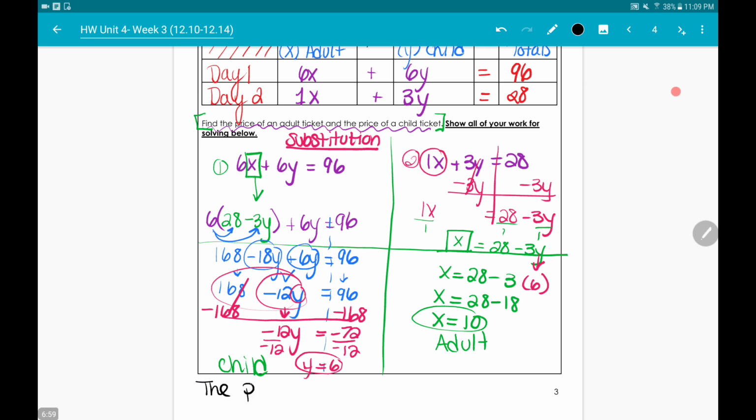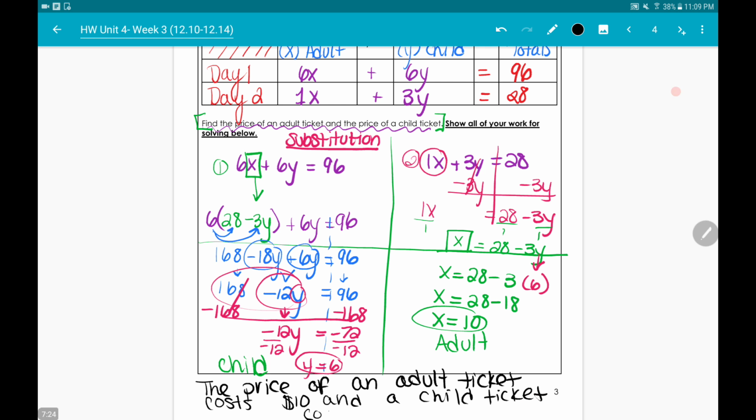All right, so let's write this in a complete sentence in context. The price of an adult ticket costs $10 and a child ticket costs $6. That answers the question. It has detail for my let statement, and we are good to go.